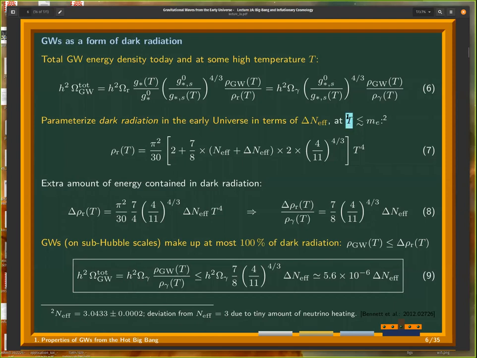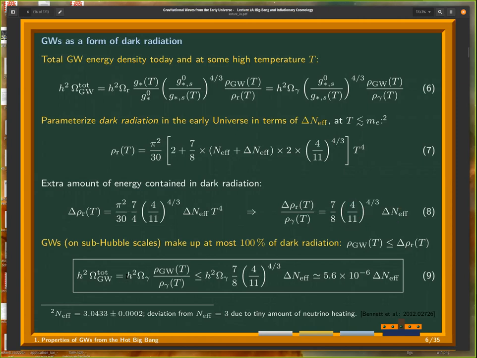I'm interested in these temperatures after positron electron annihilation. At this time, this G star S no longer changes, so it's the same value at all these temperatures. I can just drop this prefactor. So my total energy density in gravitational waves is just this factor. I can drop this factor because this is a one, and this ratio between energy in gravitational waves and energy in photons. All right. So now I take this inequality and I can replace this ratio, rho gravitational wave over rho gamma, by this ratio here in equation 8.